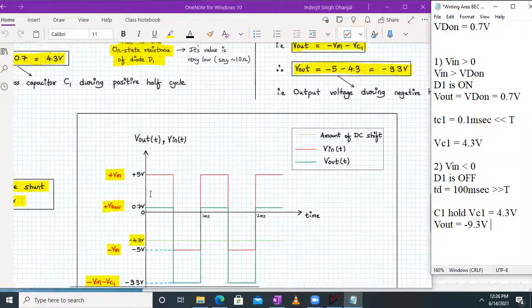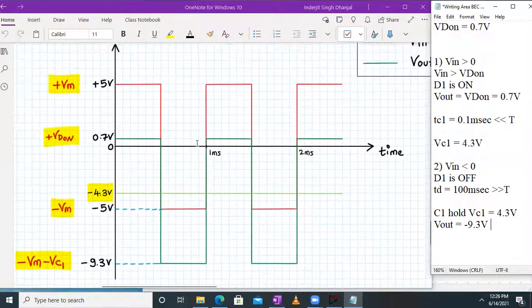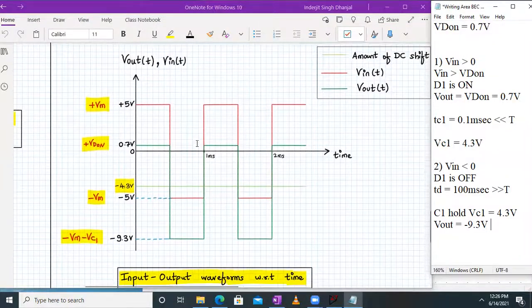Now let us observe the input output waveforms. These are my input output waveforms. As you can see, the red one is my input, which is going from plus Vm to minus Vm, that is plus 5 to minus 5. And the green one is my output with respect to time. In the positive half cycle, its value is 0.7 constant, and in the negative half cycle, its value is minus 9.3.